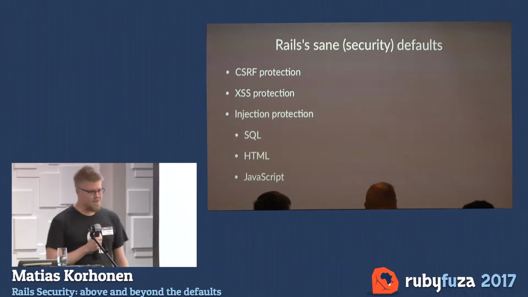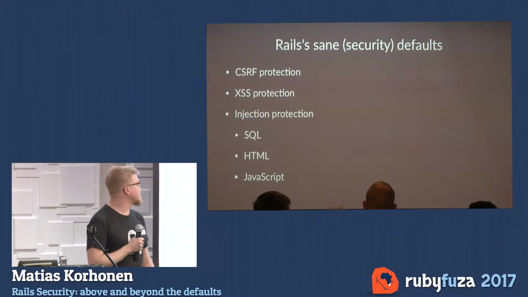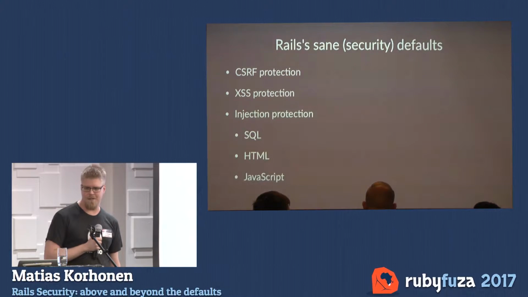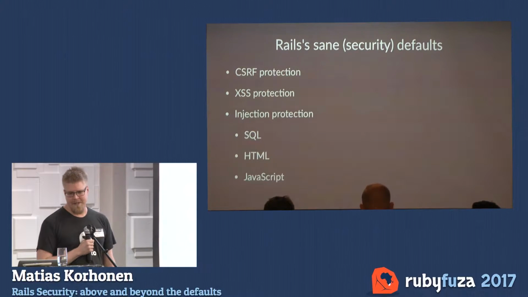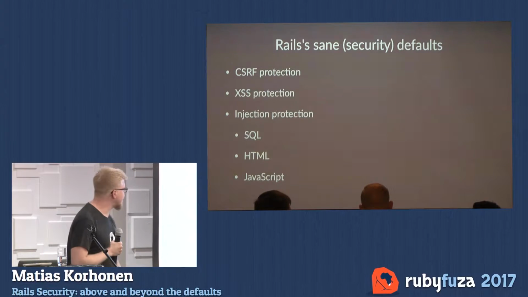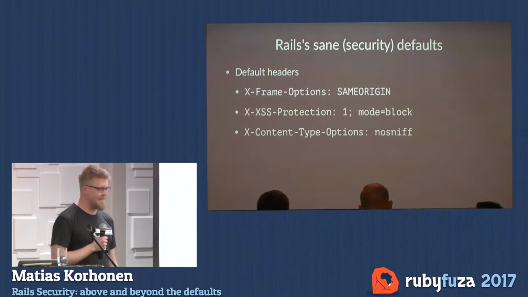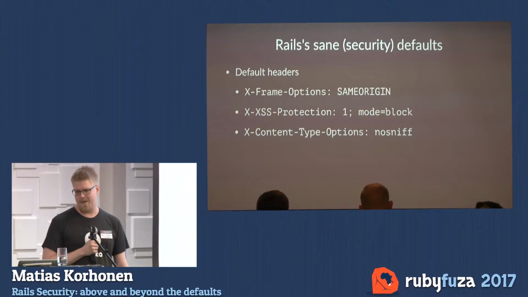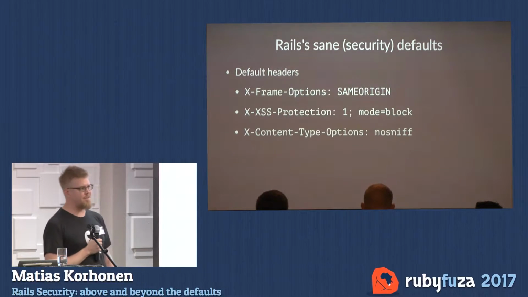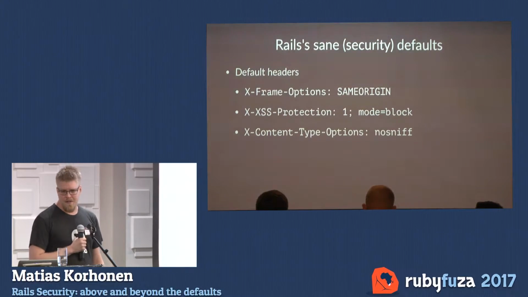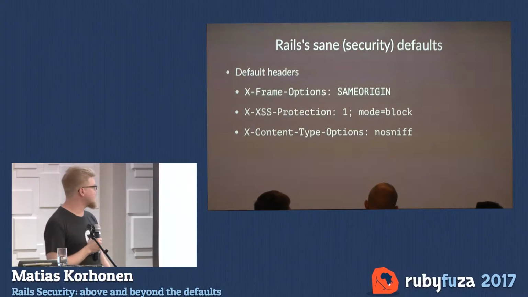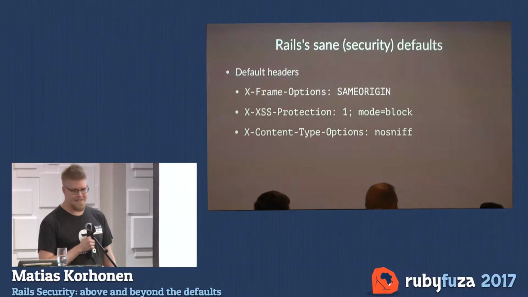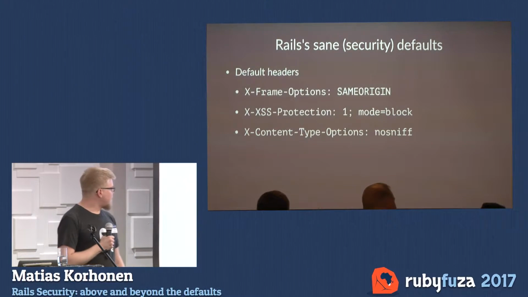So what are those sane defaults? Just on the security front, when you use Rails, you get CSRF protection through the required token. You get cross-site scripting protection. You get protection against SQL and HTML and JavaScript injection. You get some sane default security headers, including X-Frame-Options, which prevents your site from being framed on another origin. You get XSS protection, which activates the Chrome XSS auditor to try and prevent cross-site scripting attacks. And it prevents browsers from sniffing file types automatically.